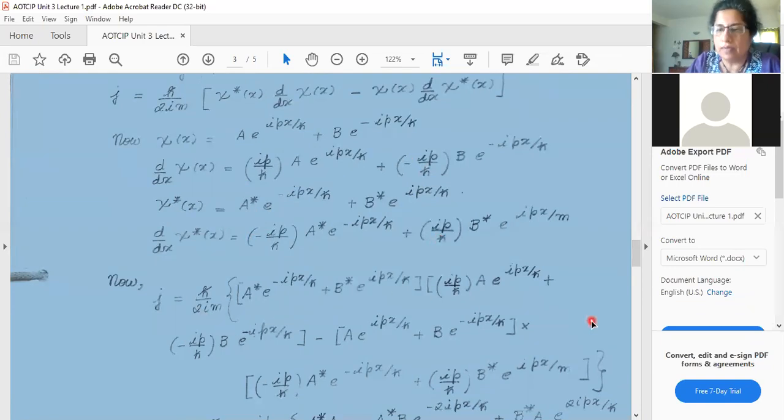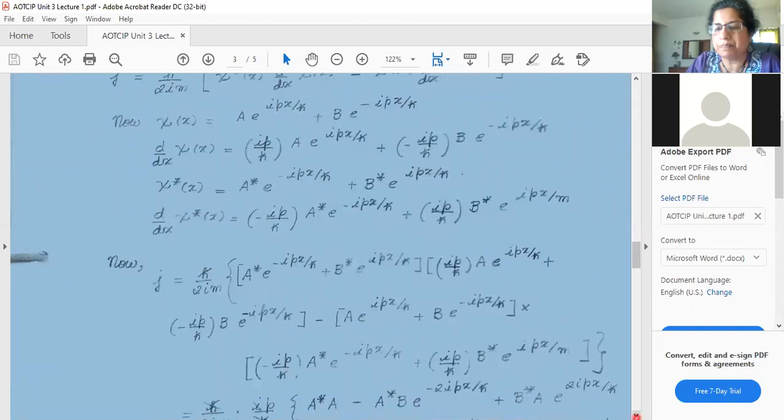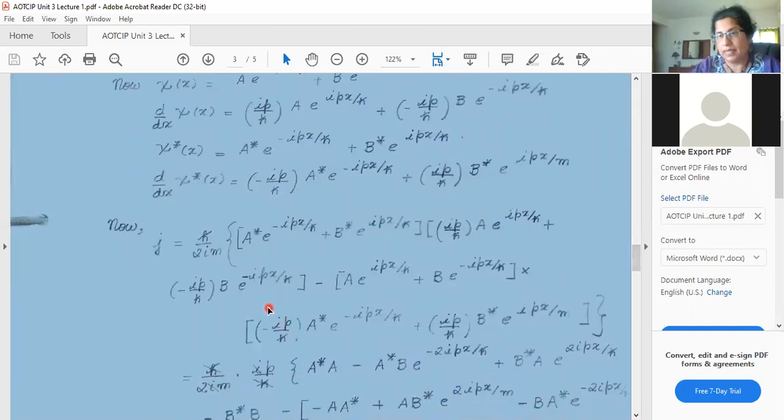Now you do basically the, what do you call it, the J. So J is going to be what? You essentially have psi star, which is this, right?